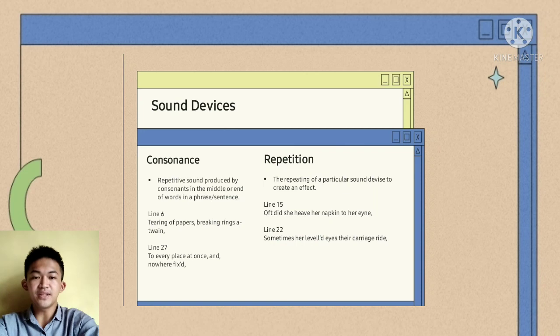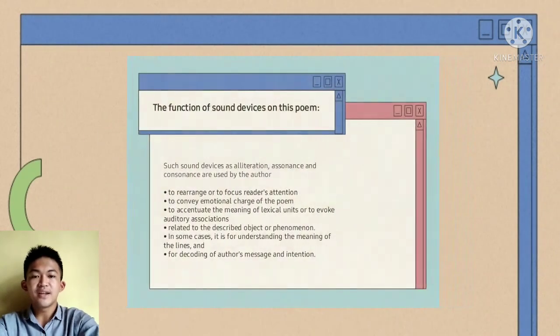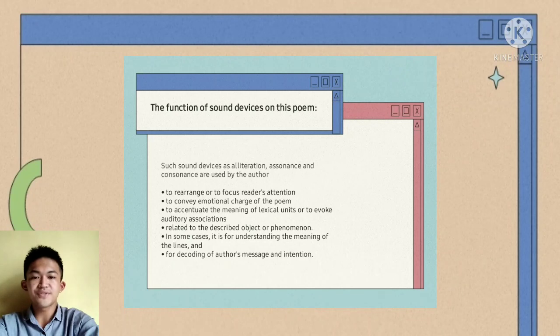It is the repeating of a particular sound device to create an effect. It can be found in line number 15 and 22. Line number 15, of did she have her napkin to her eye, and line 22, sometimes he left eyes their carriage ride. Next slide is the function of sound device.